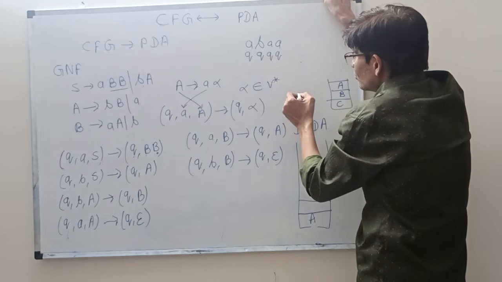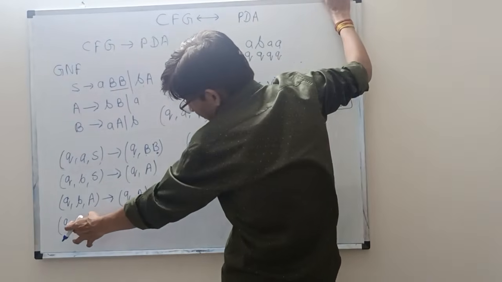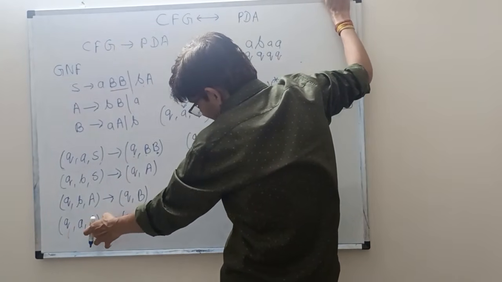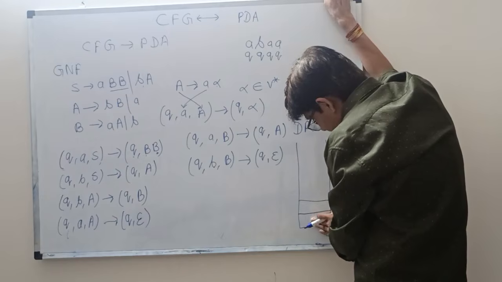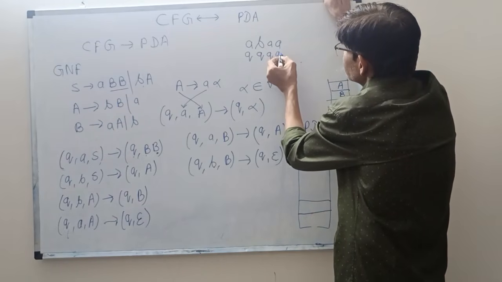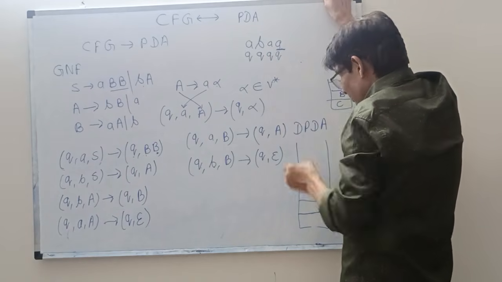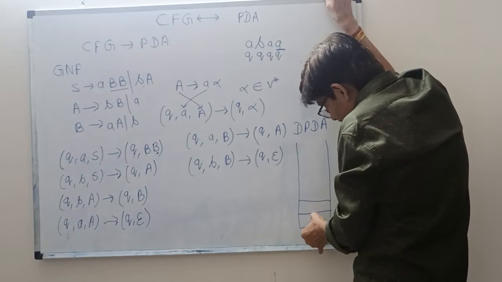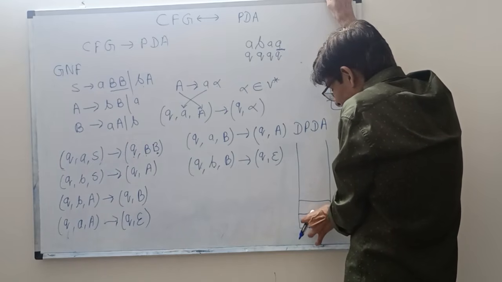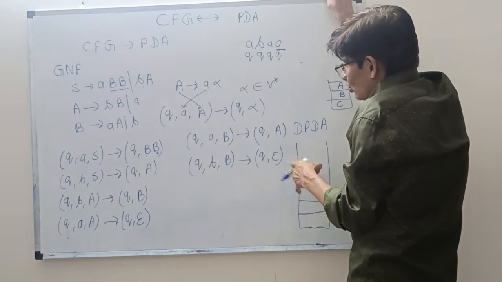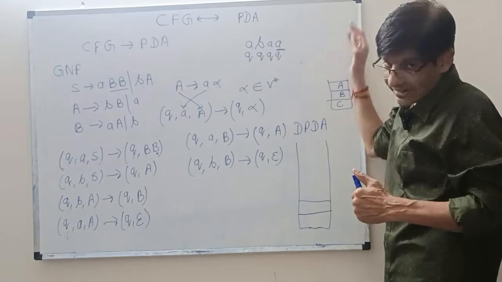Now I'm in Q, I'm reading A again and the stack top is A. So what I can do is remove this A from the stack. Now after reading is complete, we are having an empty stack. So this is how we have accepted this string. I hope, friend, it is very clear.